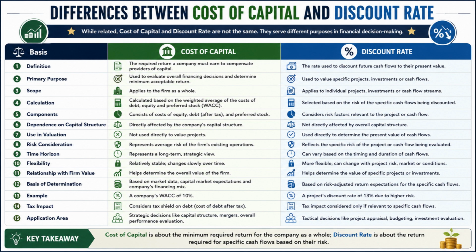Number 15. Cost of capital is mainly used for strategic financial decisions like capital structure and mergers, whereas discount rate is mainly used for project appraisal, budgeting, and investment evaluation. So, these were the important differences between cost of capital and discount rate. Understanding these concepts can help students, investors, and business managers make better financing and investment decisions.